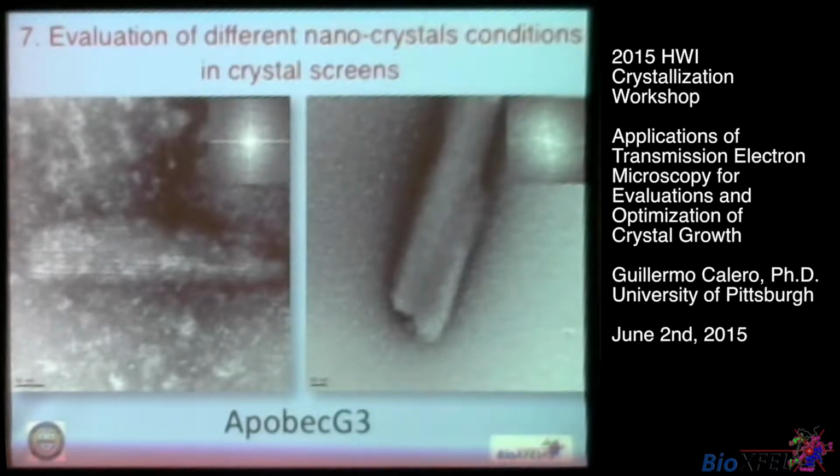So the conclusion is, you can probably use TEM to look at your granular aggregates and decide, if those granular aggregates are proteic, which conditions you are actually going to go for.